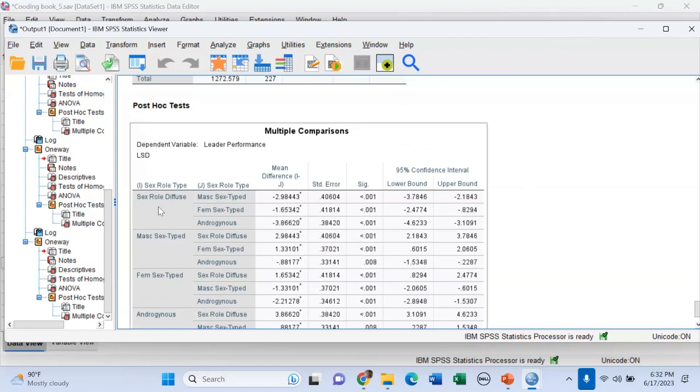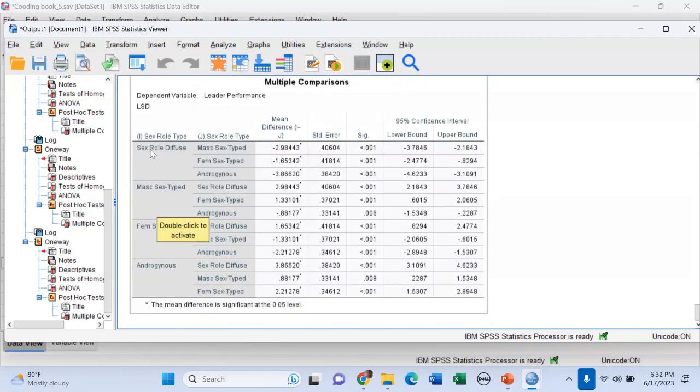Okay. Now, similarly, how are we checking with the sexual diffuse? Similarly, sexual diffuse versus masculine sex type, we are also going to check sexual diffuse versus feminine sex type, and sexual diffuse versus androgynous. Okay. Wherever you are seeing an asterisk mark, one can see that there is a significant difference. We have it.